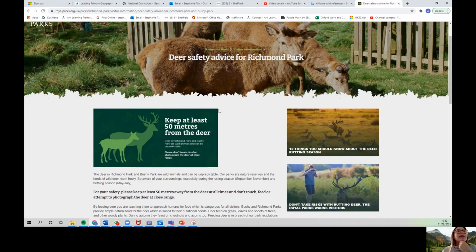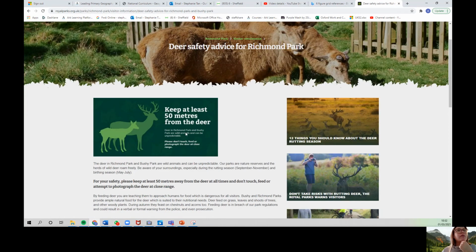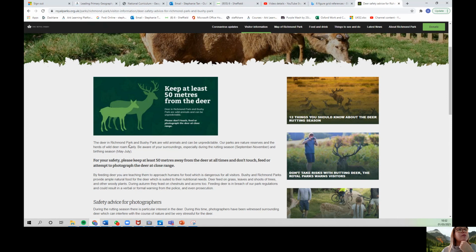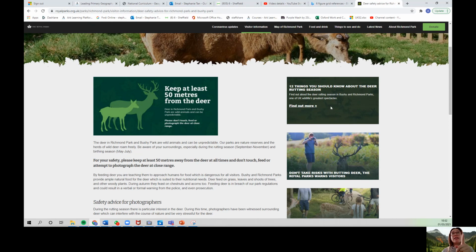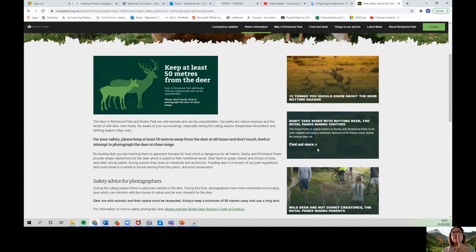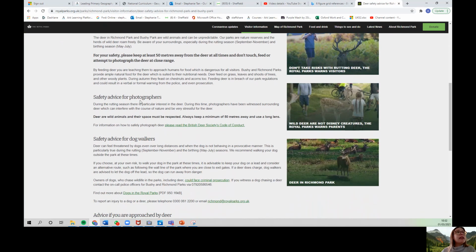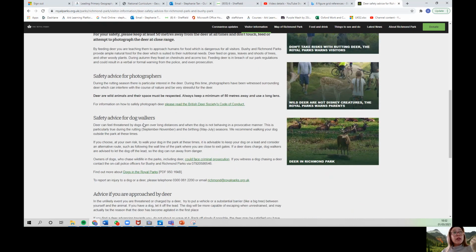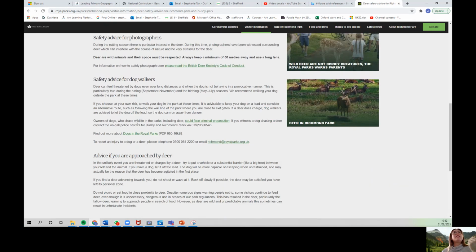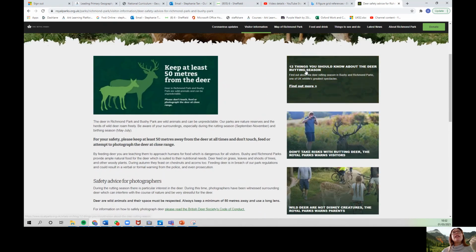It says, please keep at least 50 meters away from the deer. The deer in Richmond Park and Bushy Park are wild animals and can be unpredictable. 12 things you should know about the deer rutting season. Don't take risks with rutting deer. The Royal Parks warns visitors. So there's articles you can read here about the deer. There's safety advice for photographers, safety advice for dog walkers. So you can read about the deer here. Let's see what else we can read about.